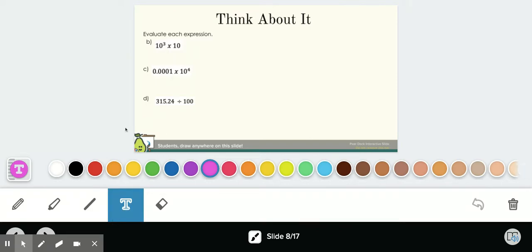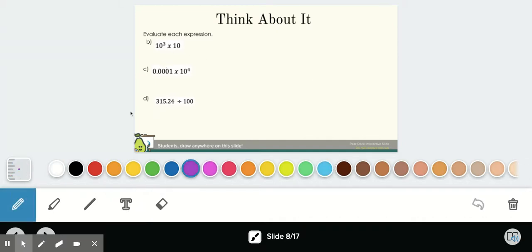Go to letter B. So we got 10 to the third power times 10. And to make this a little bit easier, what I want to do is write this out. So 10 to the power of 3 is the same thing as 10 times 10 times 10. And that gets us 1,000. I won't put the comma right now, but we'll put a comma in our answer if we need it. And then I'm going to multiply by 10.